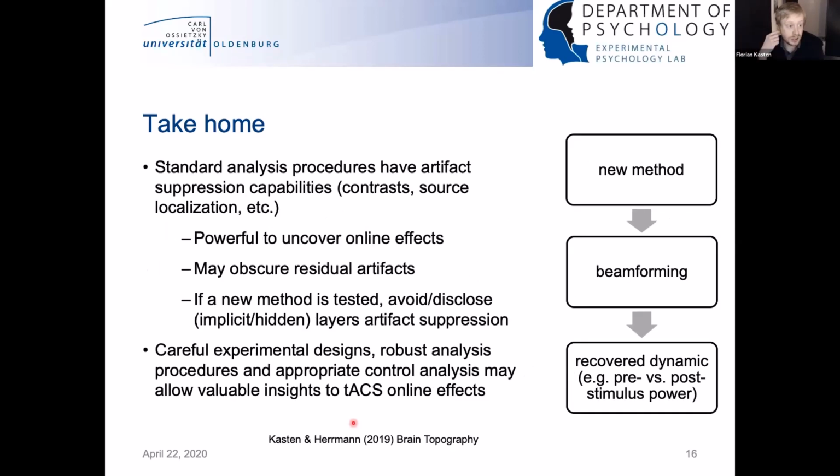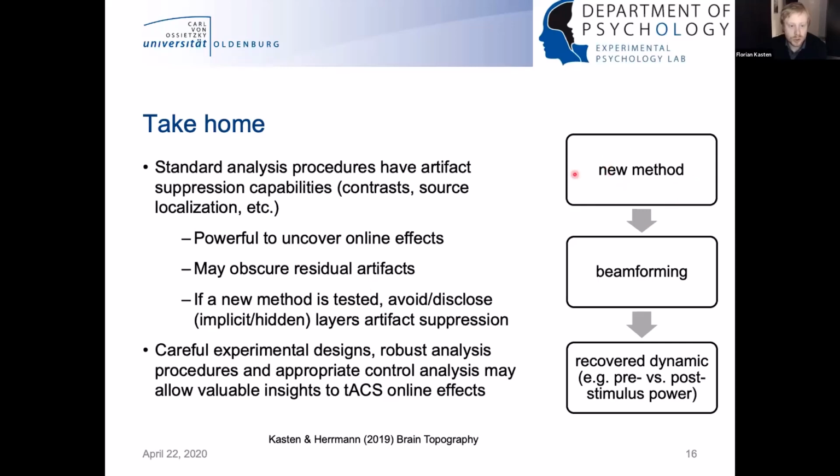The other thing is that canceling or contrasting conditions is a standard analysis procedure, just as people very often do source analysis. These rather standard analysis procedures can have artifact suppression capabilities. As I've shown you, these can be very powerful to uncover effects, but it's also very important to keep in mind that they can obscure your artifacts.